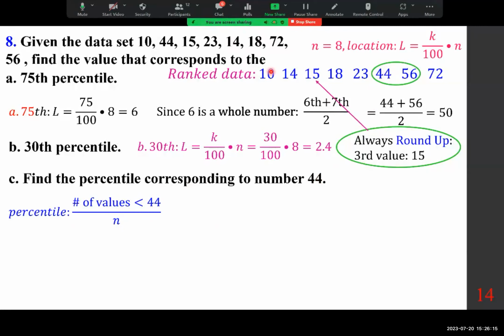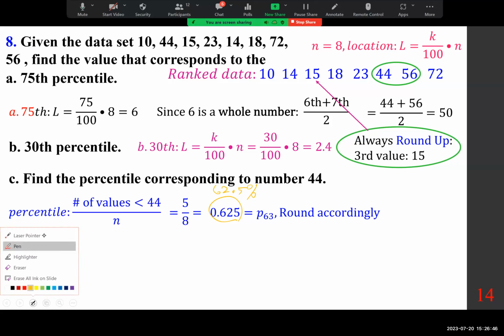How many are less than 44? 1, 2, 3, 4, 5. There are 5 numbers less than 44. So 5 over 8. And all you have to do is change this to a percentage. Change it to a decimal, it becomes 0.625 or 62.5%. And you round accordingly. I want to make sure we understand what happened here. This means 62.5%, and when you round accordingly, P63. If you put P62.5 it is okay, but we rounded accordingly.